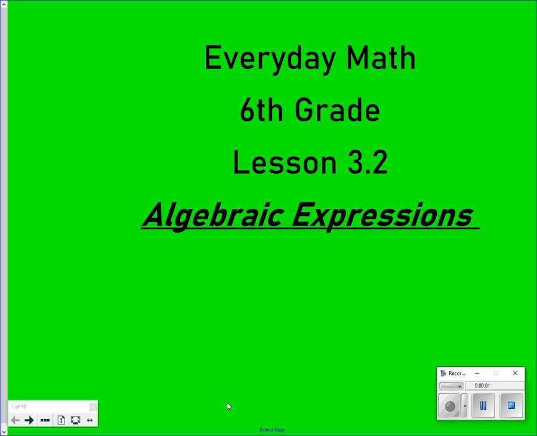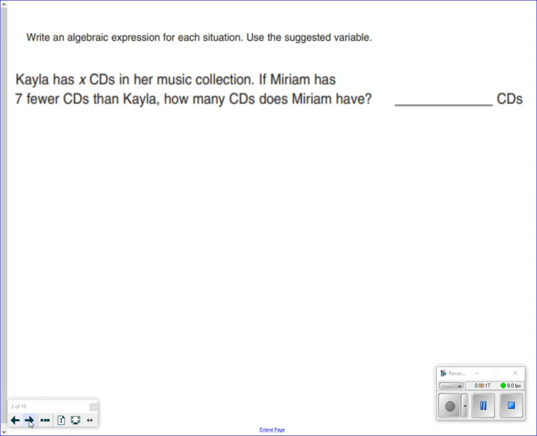Hello, sixth graders. Today you're going to be working with algebraic expressions in today's math lesson. It deals a lot with variables. You're going to be working with some letters again, but you're essentially making an algebraic rule that will help you solve several problems. Let's take a look. This is what I mean by that.